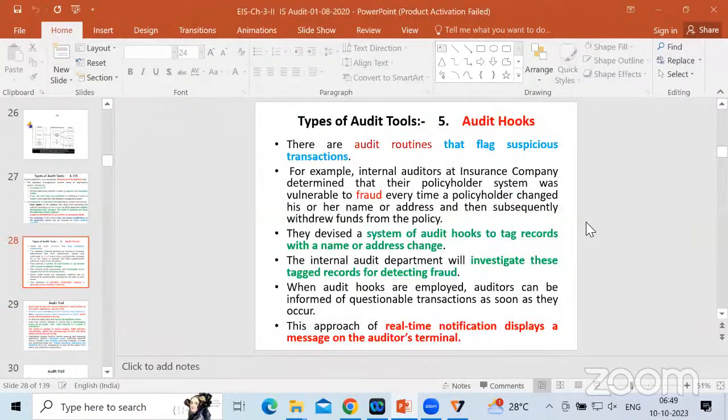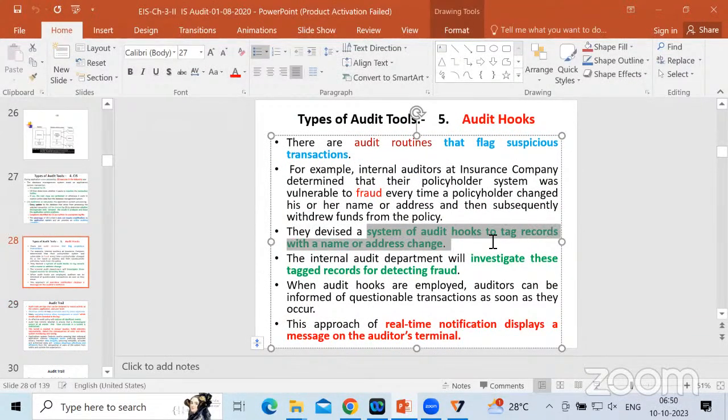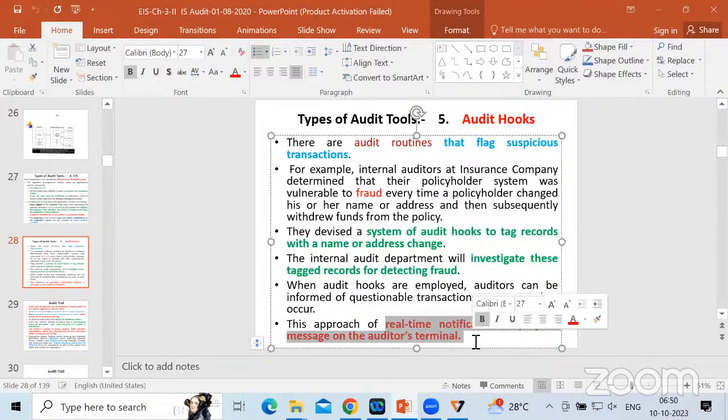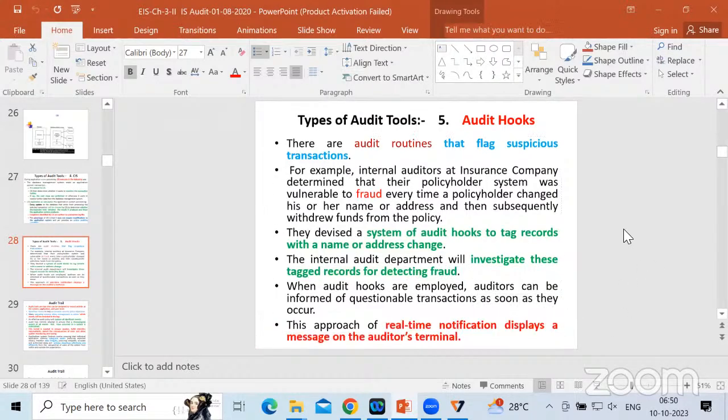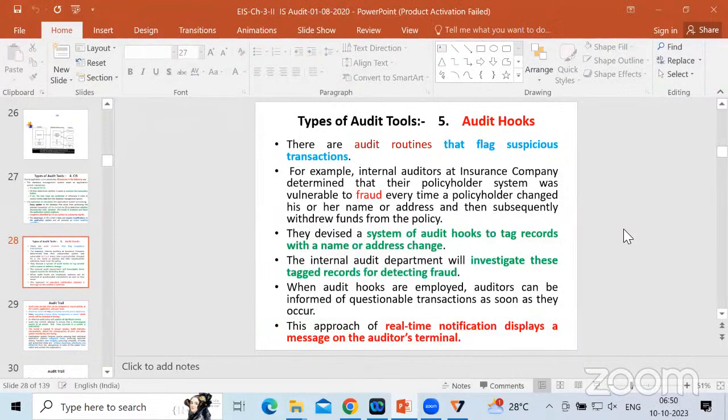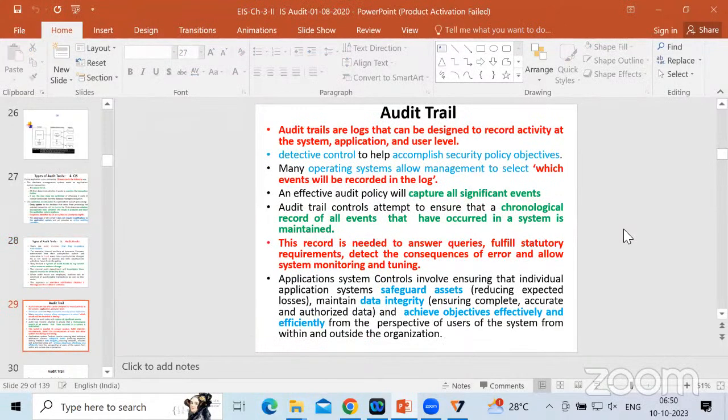Audit hook, as we have seen, it is the system of audit hook to tag records with the name and the address change. Then they will investigate these tagged records for detecting fraud. This approach is real-time notification. Displays a message on the auditor's terminal. So whatever we had seen, the same thing is here. Now we'll move on to audit trail.